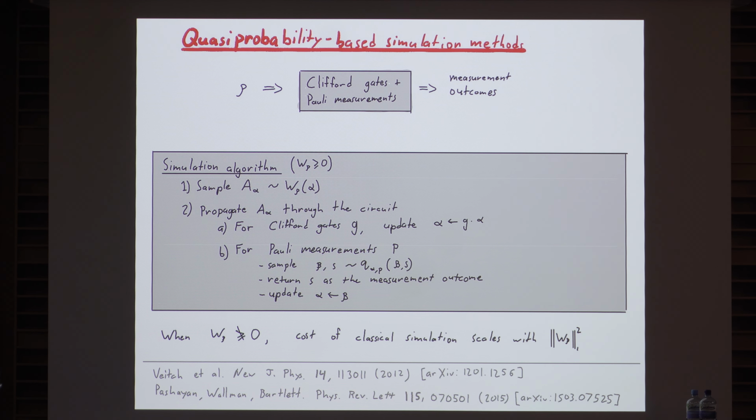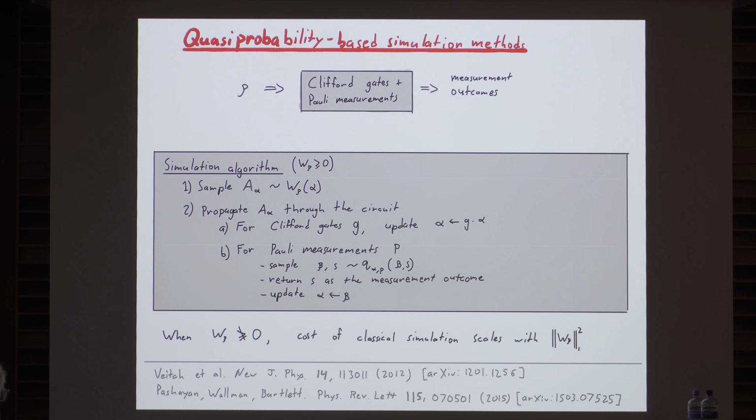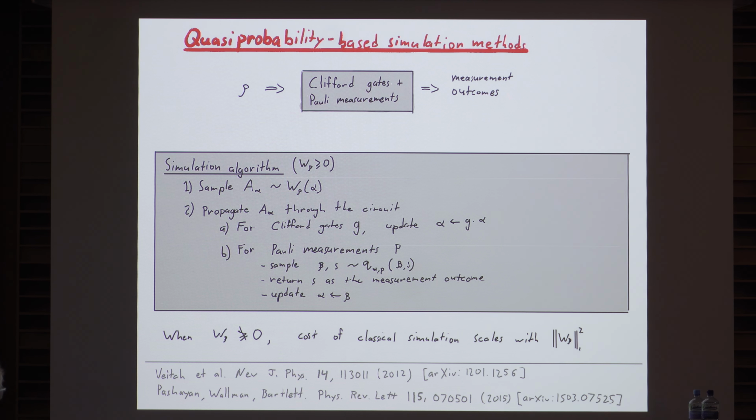S is the outcome of the measurement. So you return that as a measurement outcome, and then you have this update of the state. And so you go through the whole circuit, you perform these updates, and you return measurement outcomes as you go. And that gives you samples from the measurement outcomes, which are distributed according to the same distribution you'd predict using quantum mechanics. But this only works when the representation of the input state is non-negative.